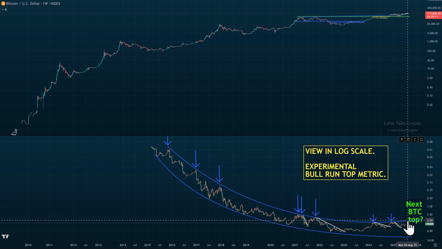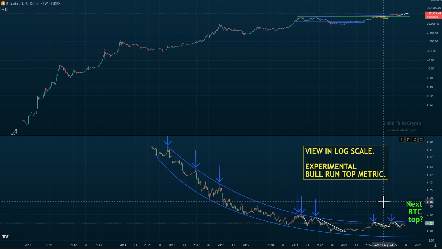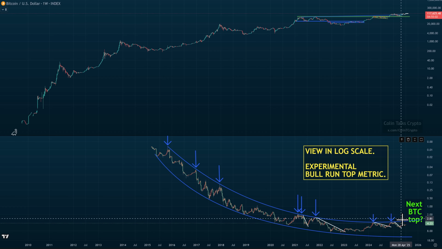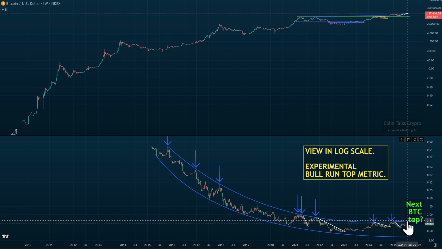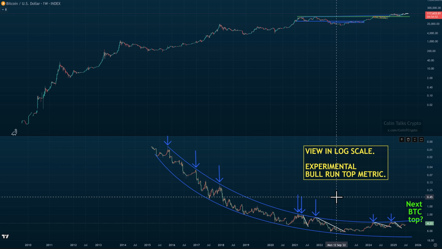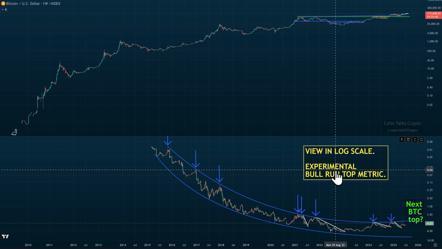parabola right here, which I'll show you in a bit, I basically will be taking profits regardless of any other metrics. This metric alone would cause me, if it got that overheated, and I'll show you in a second what I'm talking about, I would be taking profits by this singular indicator. So it is experimental, but I obviously do have a high enough confidence in it to say that.